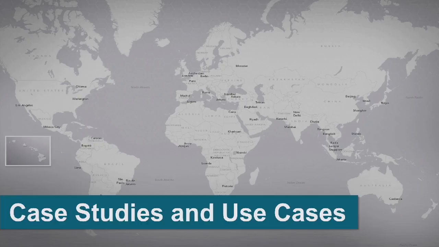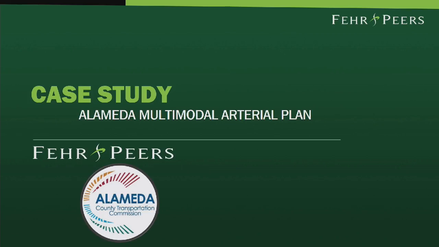So I wanted to talk a little bit about some case studies and use cases of using CityEngine to create streets and open spaces. I'm going to start with this example from Fair and Piers. So Fair and Piers is a transportation company in the San Francisco Bay Area. They worked with Alameda County Transportation Commission.